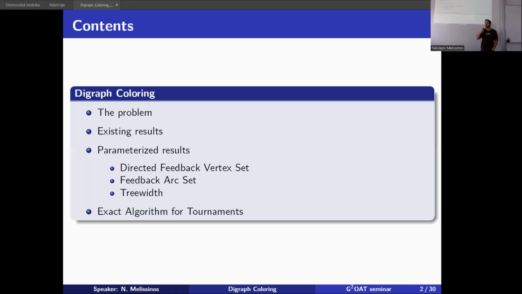Then I'm going to give you some existing and trivial results, and then we're going to discuss parameterized results based on parameters that are related to acyclicity, like directed feedback vertex set, feedback arc set, and treewidth. And in the end, I'm going to give you a simple exact algorithm for tournaments.